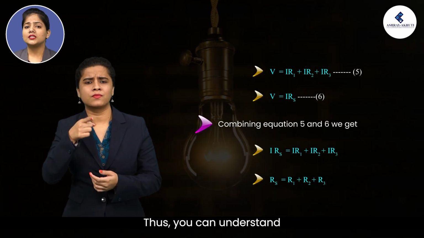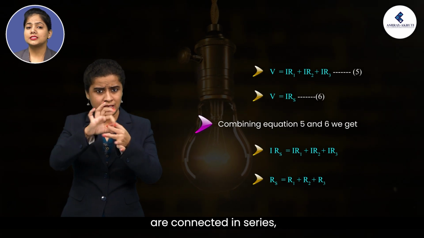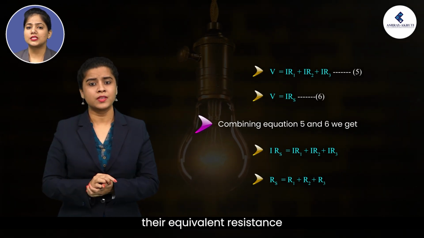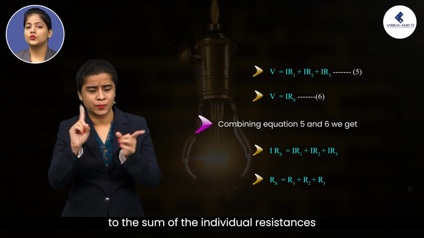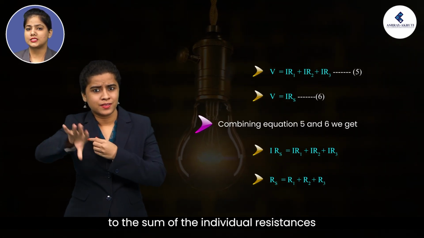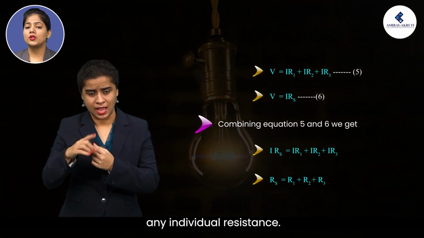Thus, you can understand that when a number of resistors are connected in series, their equivalent resistance or effective resistance is equal to the sum of the individual resistances and is thus greater than any individual resistance.